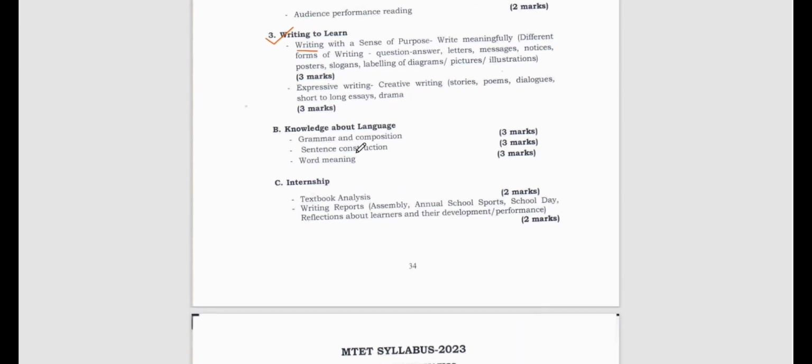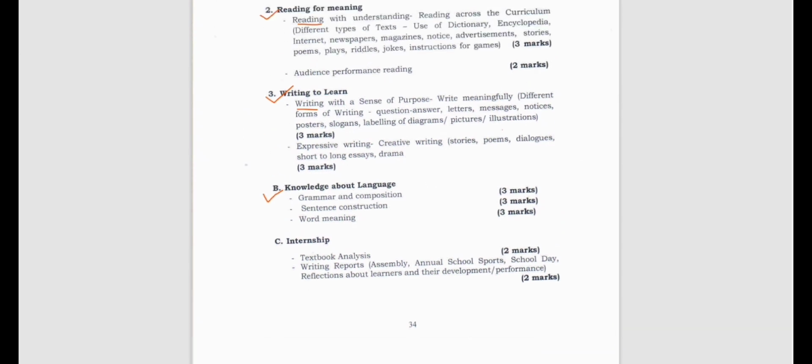Now let's come to the second part, that is Part B. In Part B we have knowledge about language. What type of knowledge? See, this Part B is very easy and it is divided for 9 marks: grammar and composition for 3 marks, sentence construction for 3 marks, word meaning for 3 marks. Very easy. I hope you will not lose your marks here.